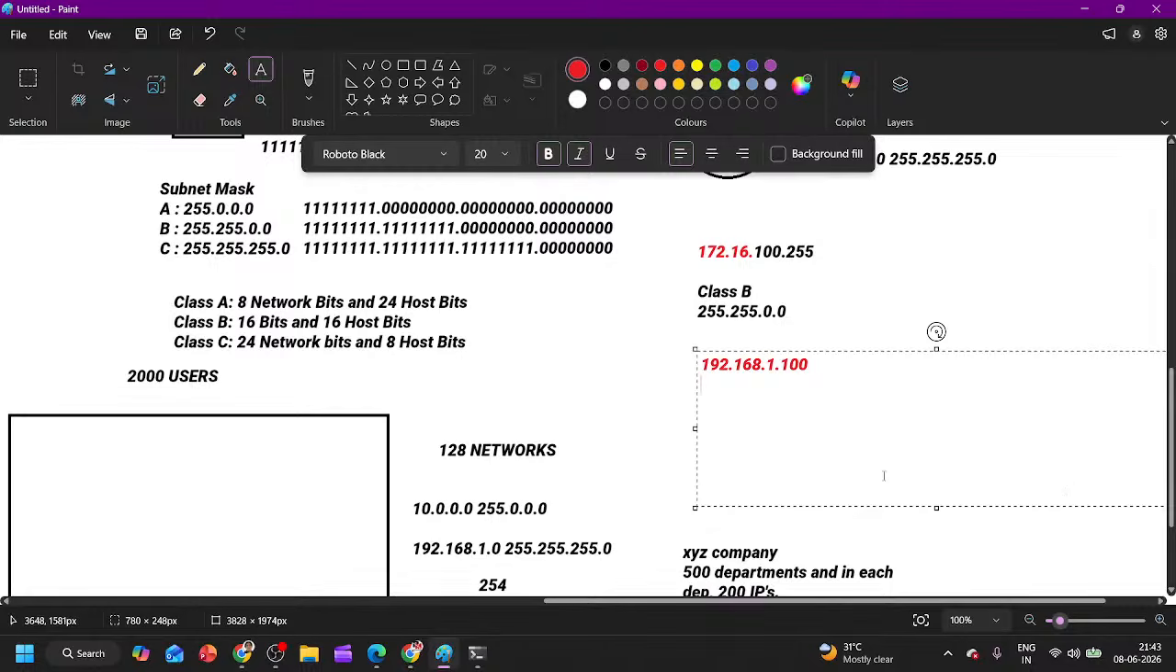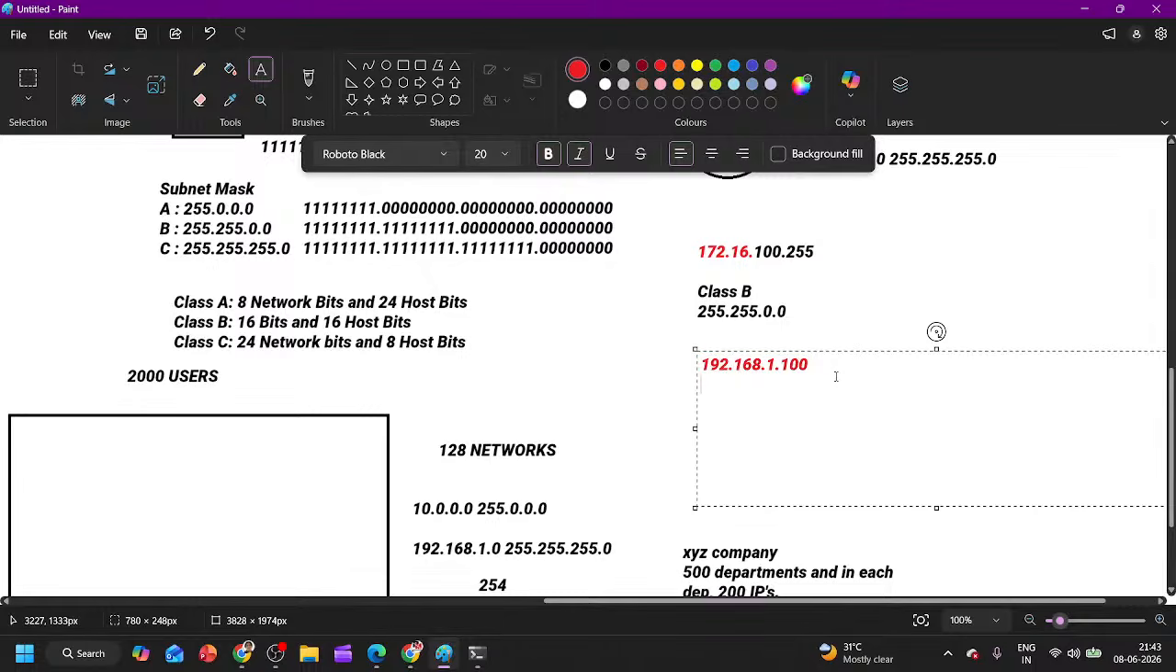So simple. This is a valid IP address. We can assign this to a host. Now I am asking you, this IP address belongs to which network? Because in class C we have multiple networks. In class C we have 2 power 21 networks. So this IP address belongs to which network?